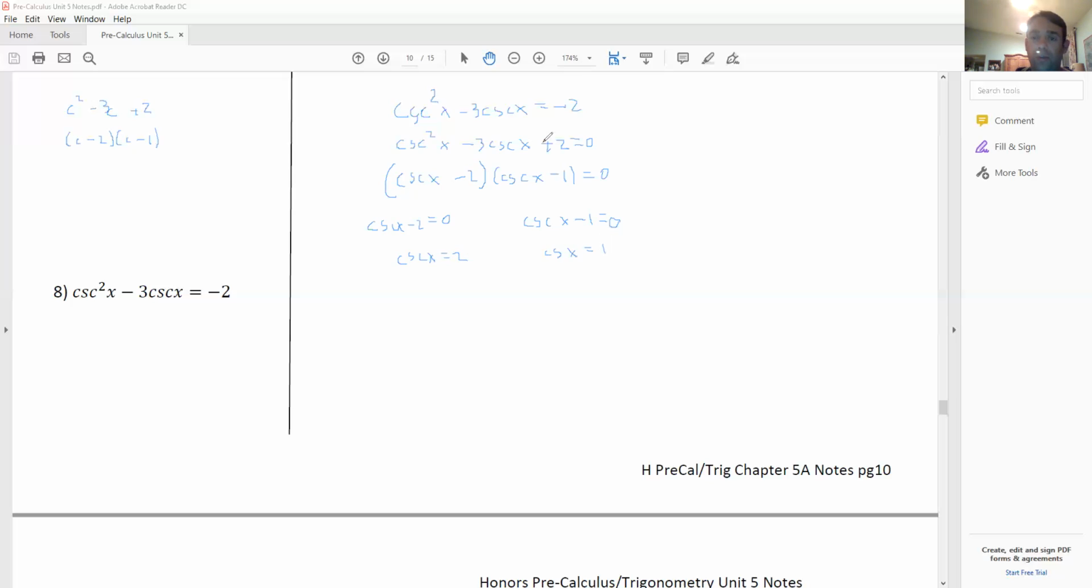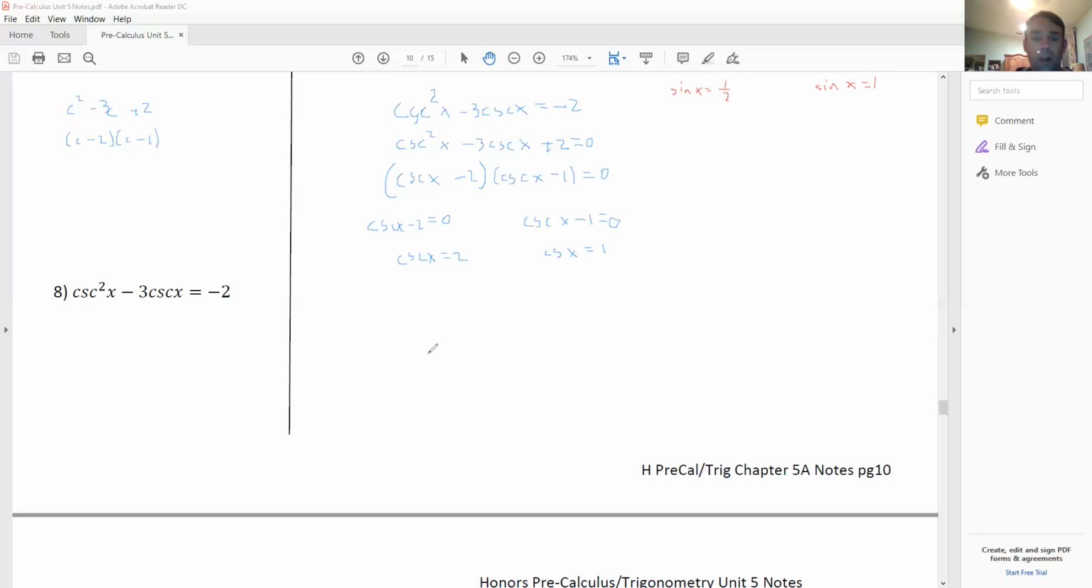If you want to go ahead and flip it, you can always think of cosecant x equals 2 and turn it into sine of x equals 1/2, if you're still working on the unit circle a little bit. You can turn them back and do the reciprocal functions if you need to. If you don't need to, don't worry about it.